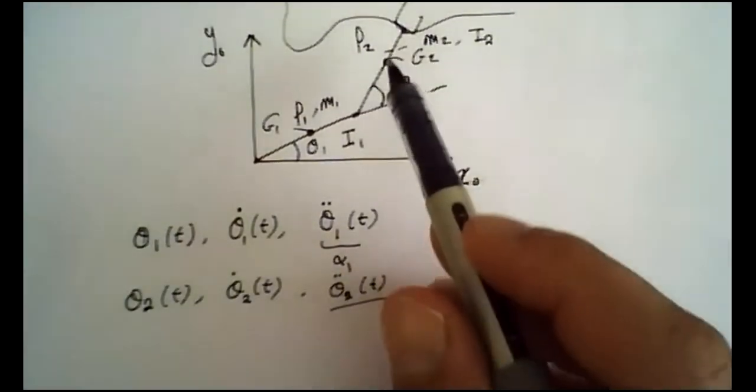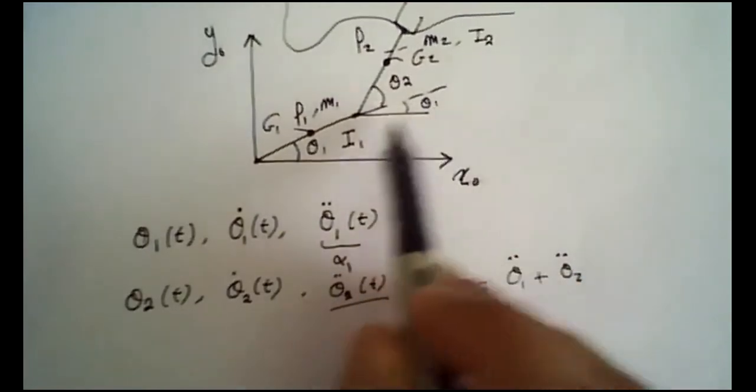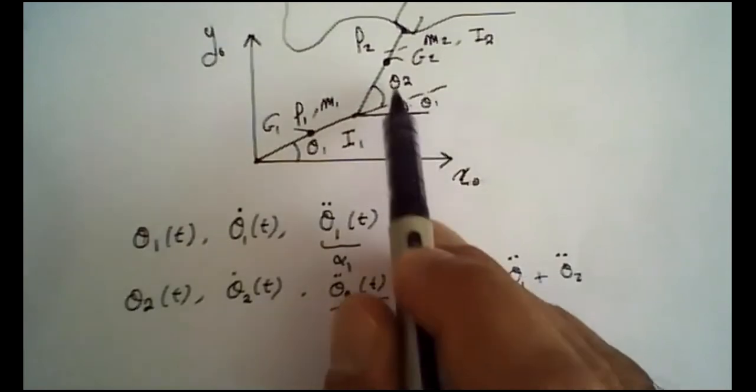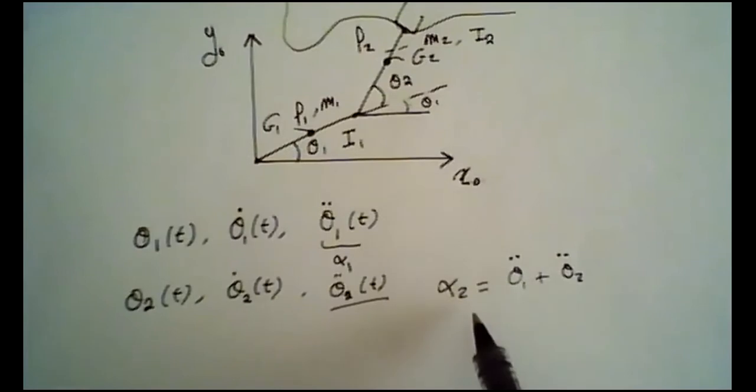is the absolute angular acceleration of the second link, right? And so the absolute angle is with respect to this line. So it's theta 1 plus theta 2, right? Differentiate those 2 times, you're going to get alpha 2, right?